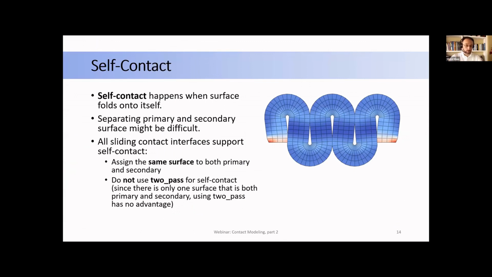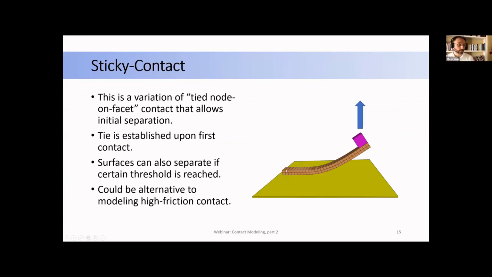Let's talk about sticky contact. Sticky contact is a variation of the tied node-on-facet contact algorithm, and it modifies that tied contact algorithm in two ways. First of all, it does not establish the ties until there's actual contact made, right? In the usual tied interfaces, it is assumed that the contact, or the tie, occurs at the initialization of the model, right? So at the very beginning.